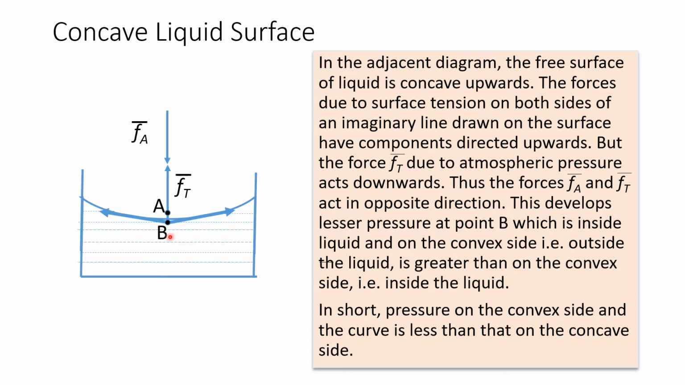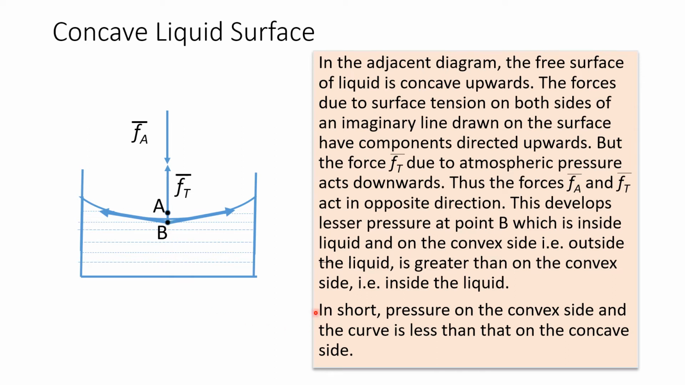Due to this, there is lesser pressure at point P. Now, as you can observe, the point P is on the convex side of the curve, and point A is on the concave side of the curve. Are you getting it? So here there is pressure difference between the 2 points A and B. At point A we are having higher pressure, and at point B we are having lower pressure.